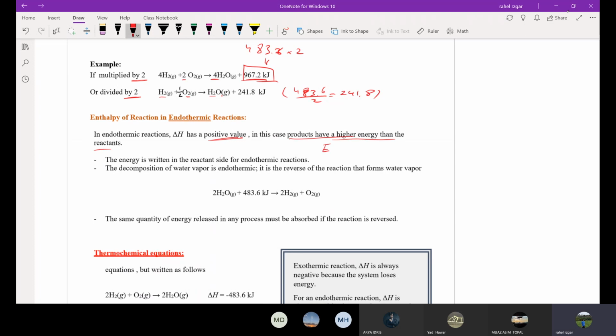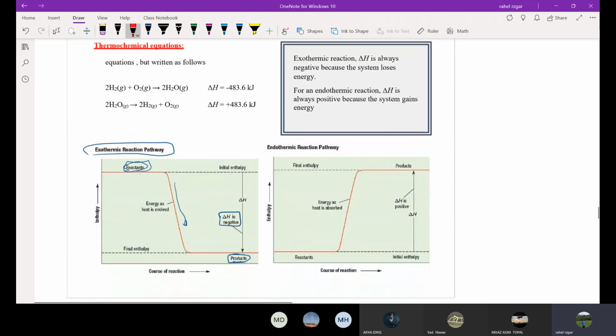At this time, energy of products is bigger than energy of reactants. Okay, energy of products will be bigger than energy of reactants. As you can see from this graph here, the reactants at first have lower energy than the product. So the reactants, when they react, they need to absorb energy.